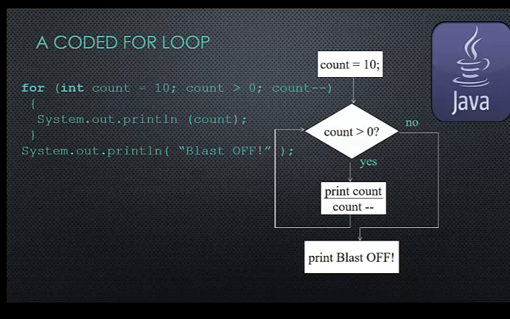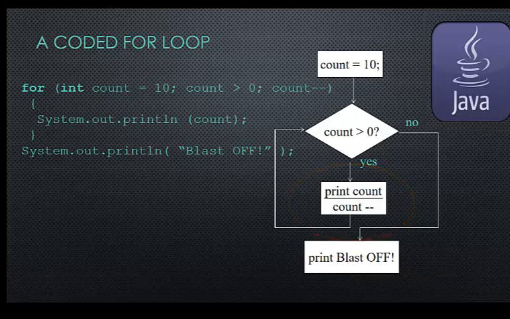Here is a coded for loop. For int count set to 10, count greater than 0, count minus minus. So let's look at the flowchart here. We initially set the count to 10, and then we check, is count greater than 0? If the count is greater than 0, we're going to print out the number, subtract 1 from it, and then check the condition variable again.